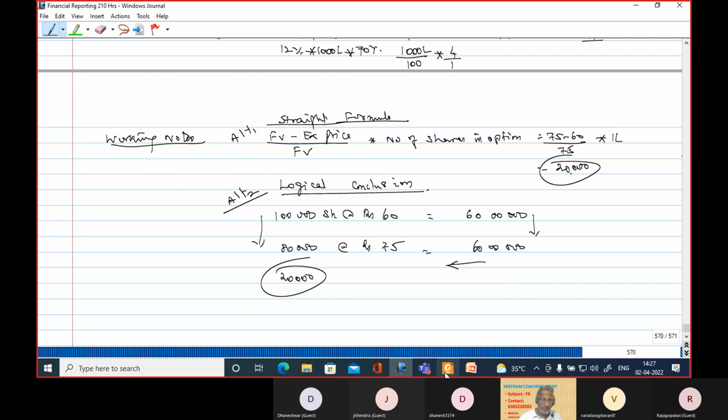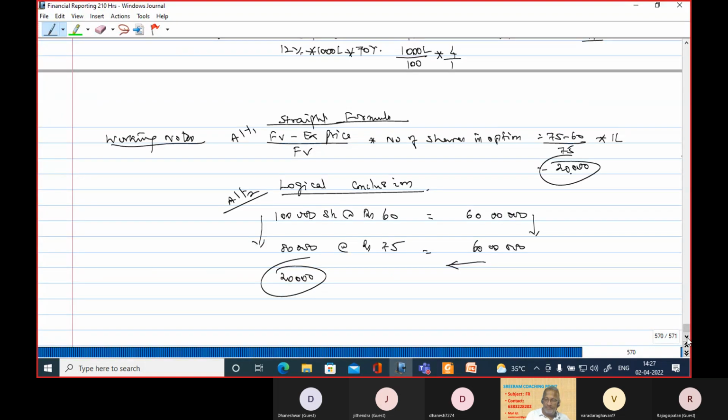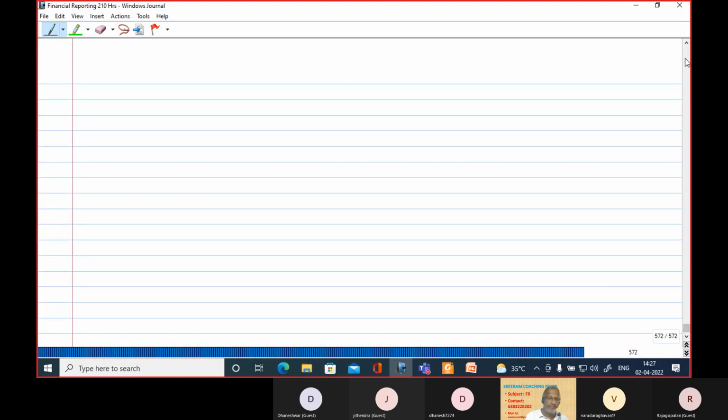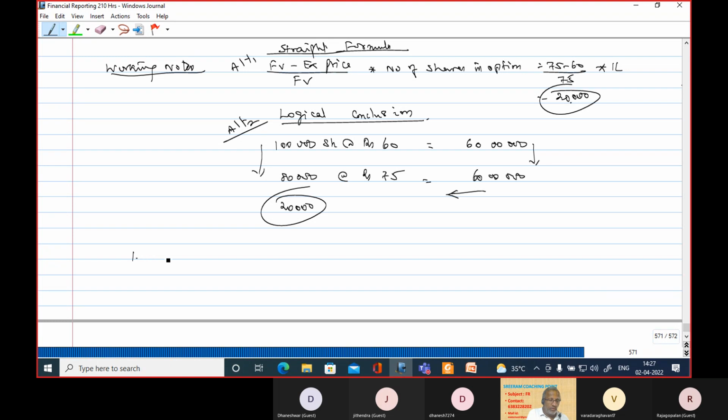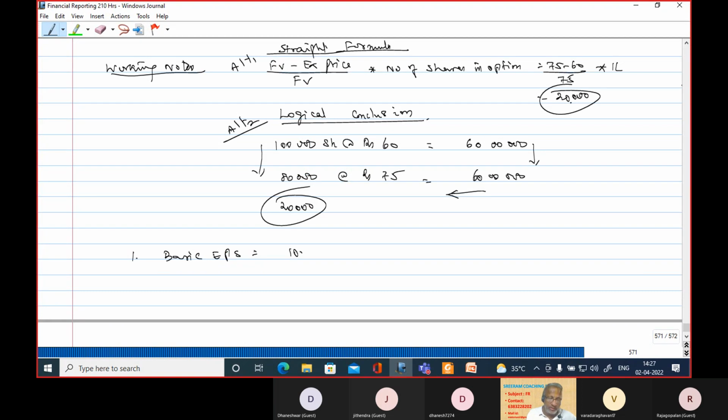Right. See, now the question is to find out basic earnings per share and diluted earnings per share. First one, basic EPS is equal to basic earnings of 100 lakhs divided by 20 lakhs, which is equal to rupees 5.